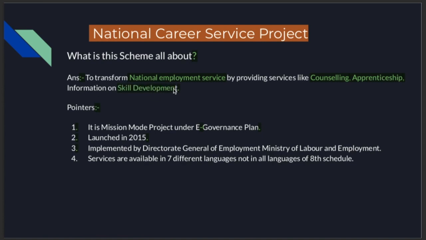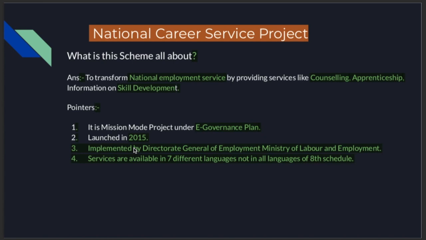You might have heard about the National Employment Exchange or Employment Exchange in your state. So basically, the National Career Service Project is linking all the employment exchanges across the country, and it is a mission mode project under the e-governance plan. It is very important to remember that it is a mission mode project, and it was launched in 2015. And who is implementing this? It is implemented by the Directorate General of Employment in the Ministry of Labor and Employment.